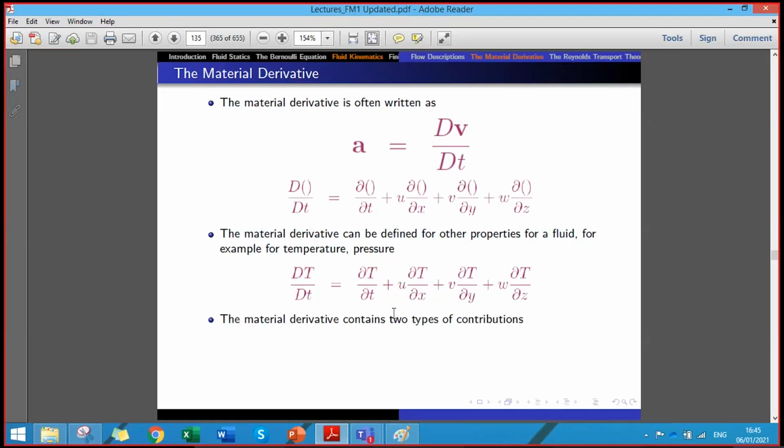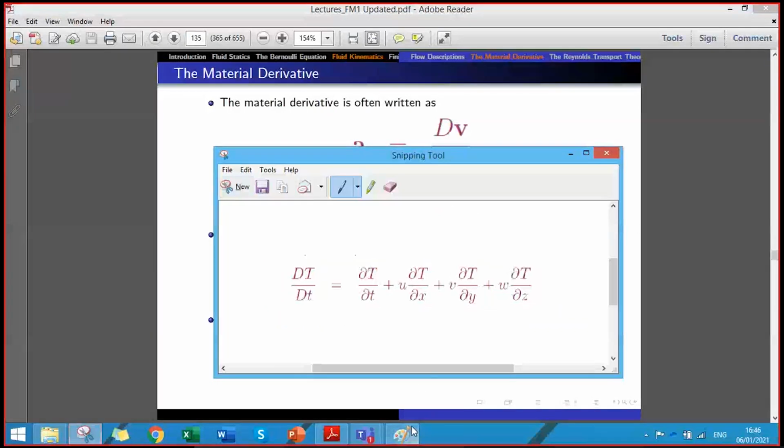Now, what's the meaning of these terms? What is meant by partial by partial t, and what is meant by partial by partial x, partial by partial y, and partial by partial z? Basically, material derivative is defining two types of terms in front of you. One that is dependent on time, being derived with respect to time, and the other one is with respect to the spatial coordinates x, y, and z. So these are the two basic terms in the material derivative.